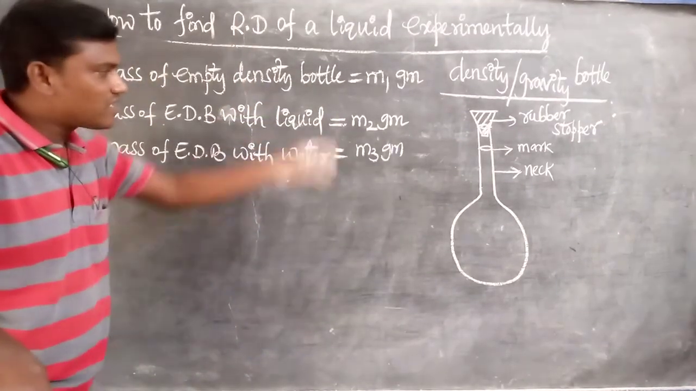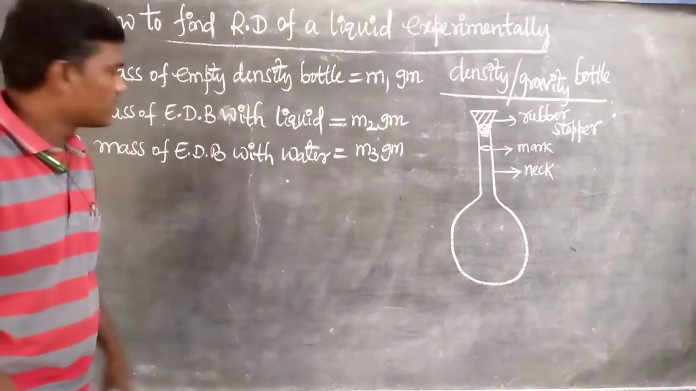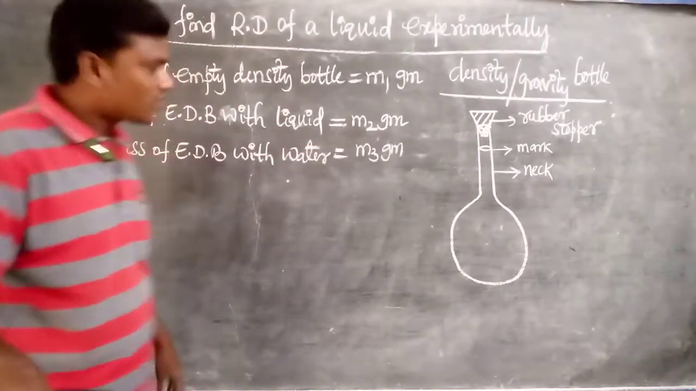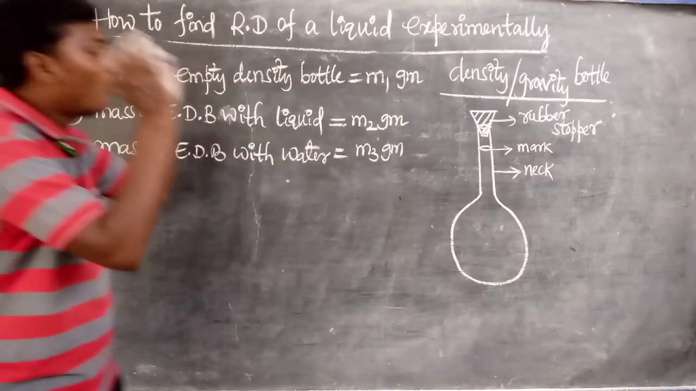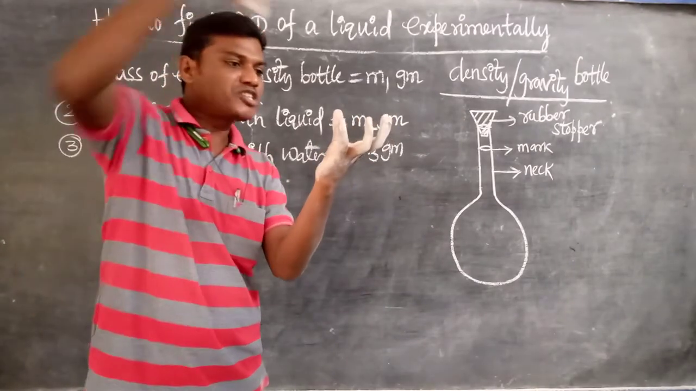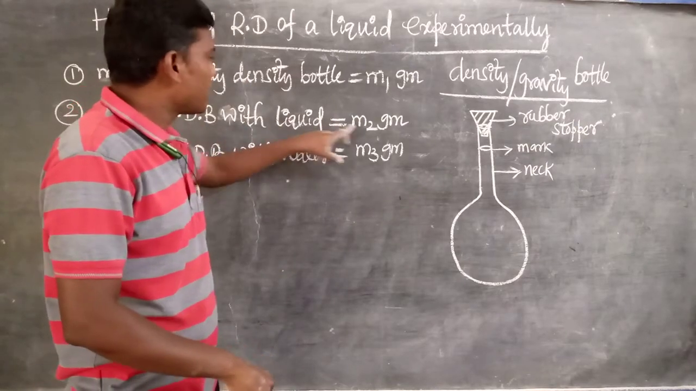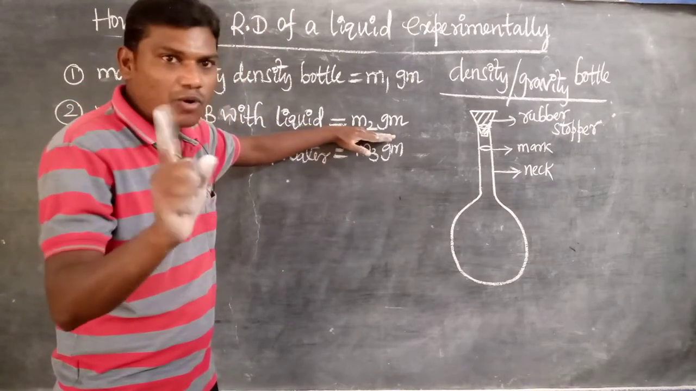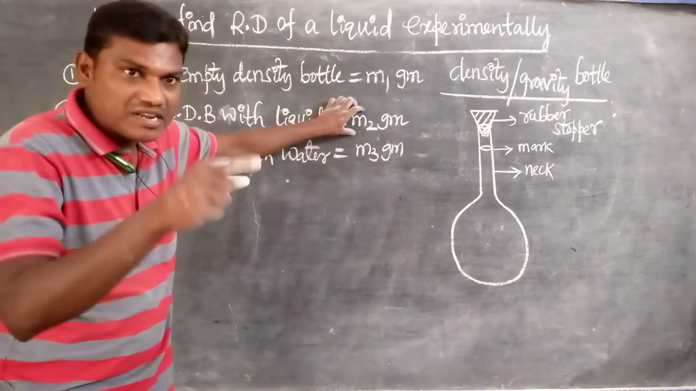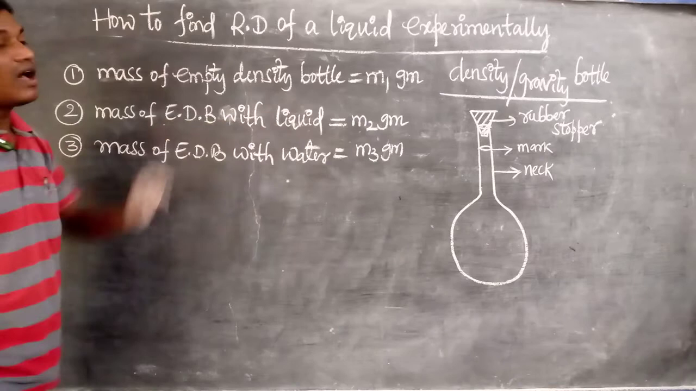Now remove the liquid and clean thoroughly, and again the bottle is filled with water up to the same mark. The mass of the bottle with water is m3 grams. Now, what is the mass of the liquid only? Initially we fill the empty bottle with the liquid, so m2 is not only the mass of the liquid. It is the mass of the empty density bottle with liquid also. But we want only the mass of the liquid here.